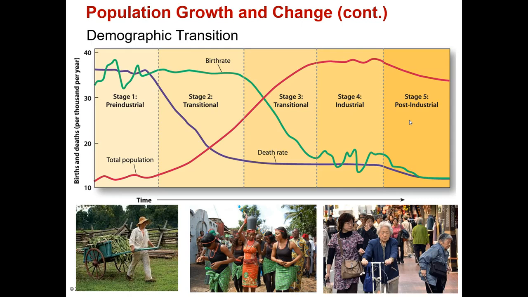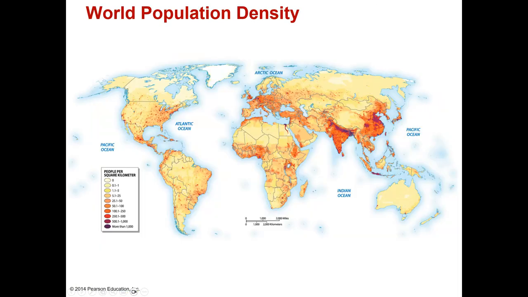So now there are many countries that are in stages 3 and 4 and 5. Nigeria would be in stage 3. Japan and Korea would be in stage 5. The US would be kind of on the edge of 4 and 5. But those are the different stages of population growth in a society.